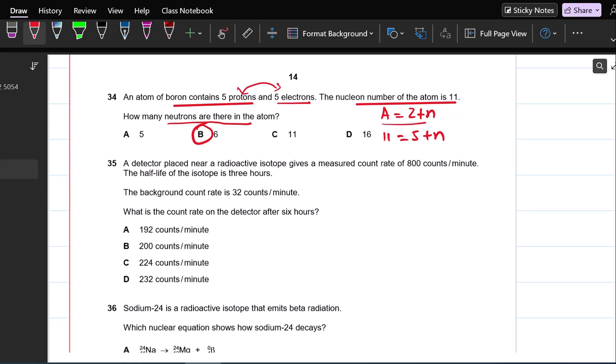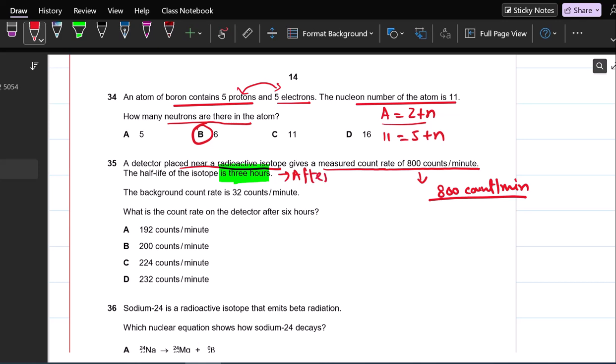Moving to question 35, a detector is placed near a radioactive isotope, and it gives a measured count rate of 800 counts per minute. Okay, this is detected by the detector. The half-life of the isotope is 3 hours. So it means after 3 hours, count rate will be half.